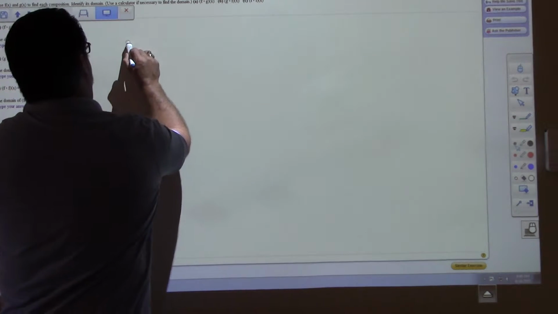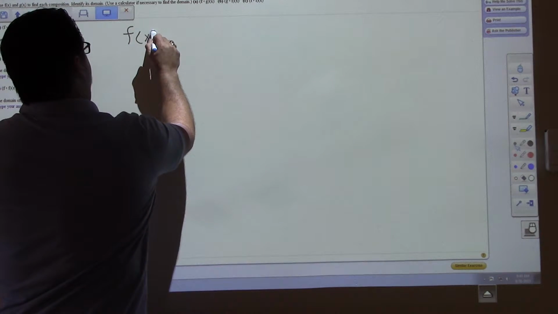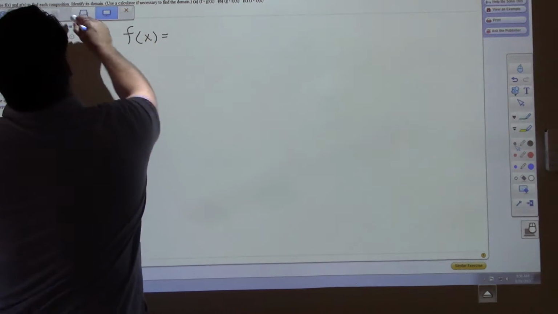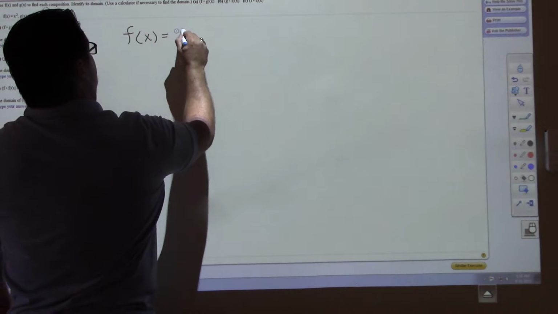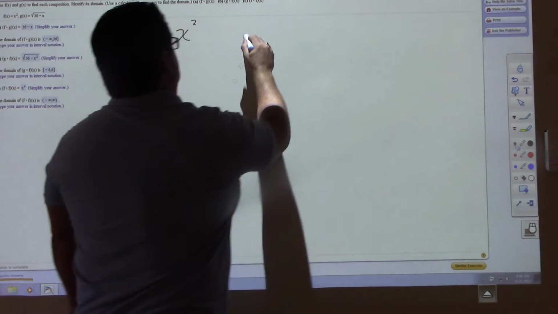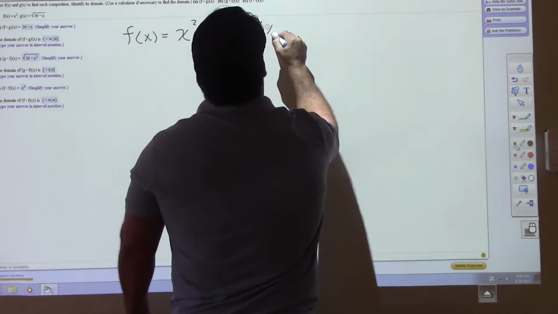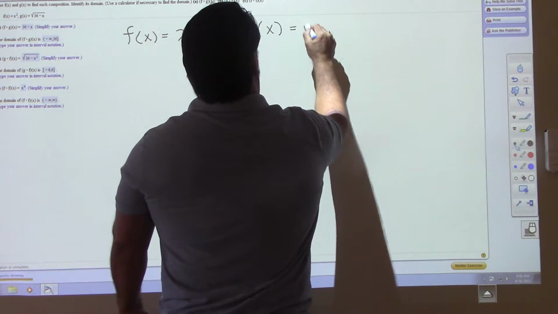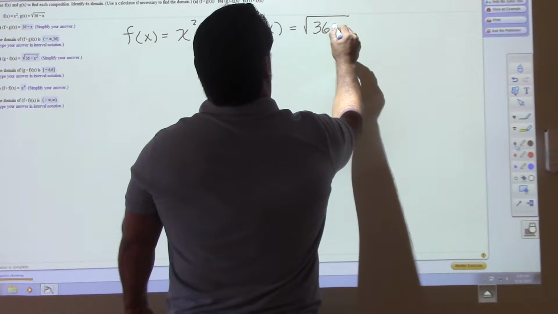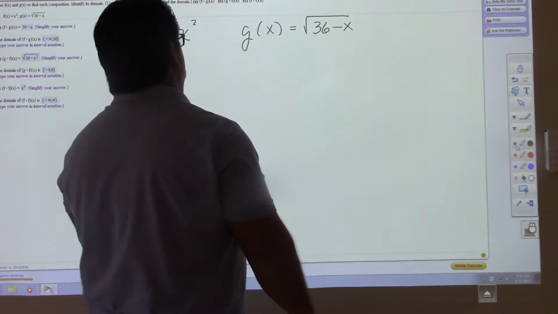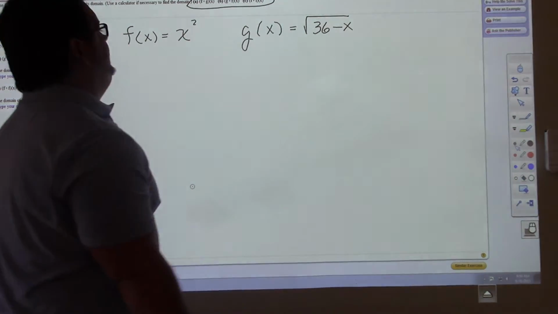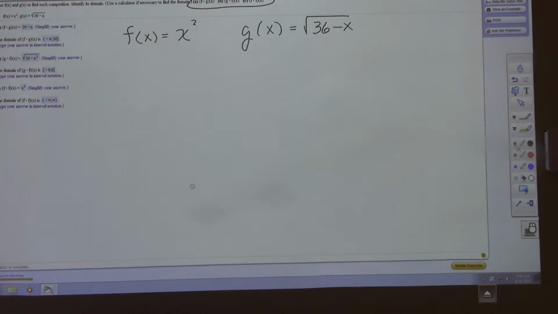Let's just write f of x is equal to x squared, and g of x is equal to the square root of 36 minus x. Now, I don't care what the directions say. They're going to want these three things. So let's go ahead and do those.